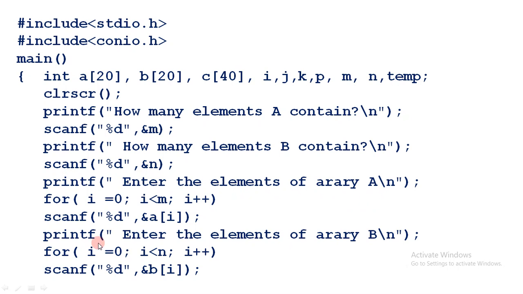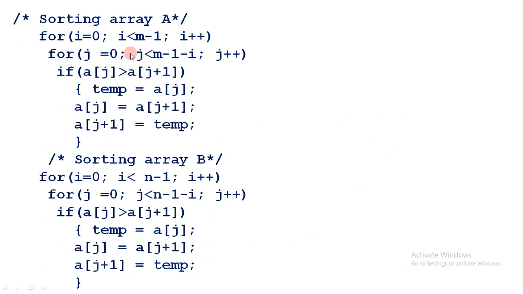Okay, now enter the elements of array A. All the m elements of an array are entered into array A, and all the n elements of an array are also taken as input, and they occupy the memory places named A and B.